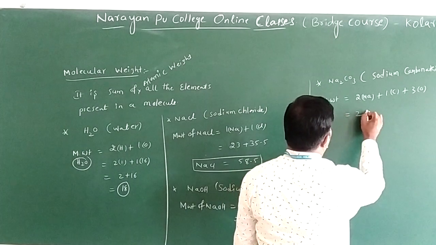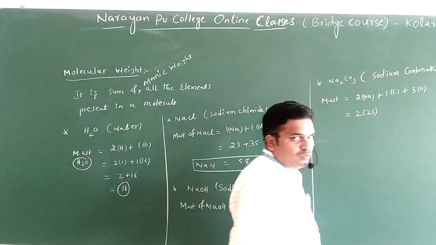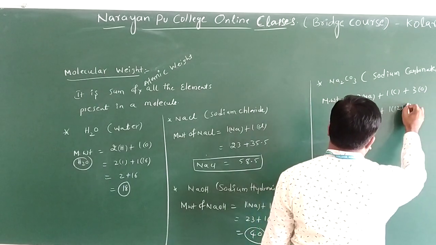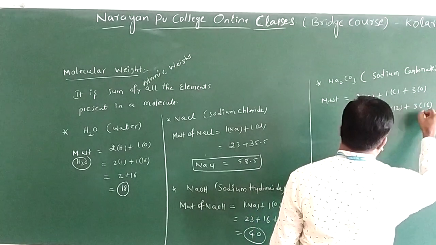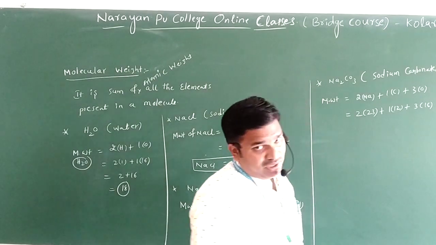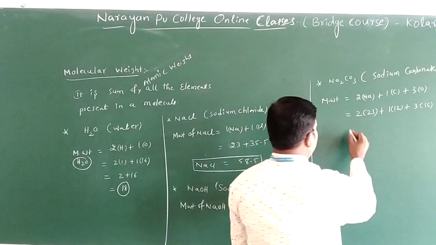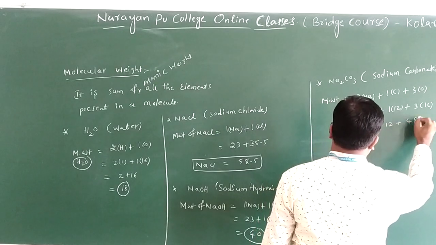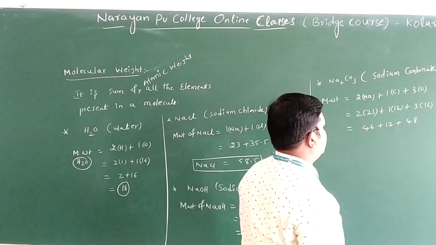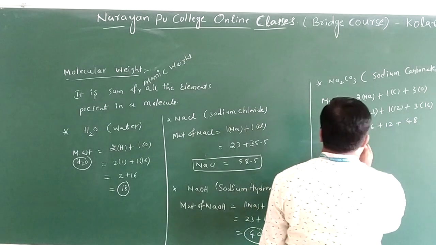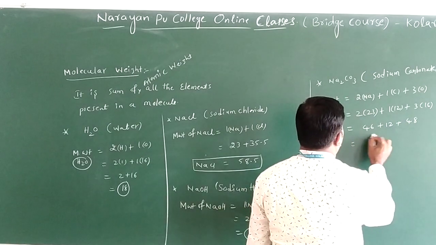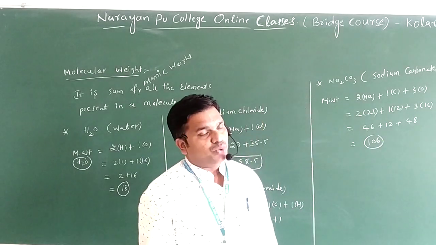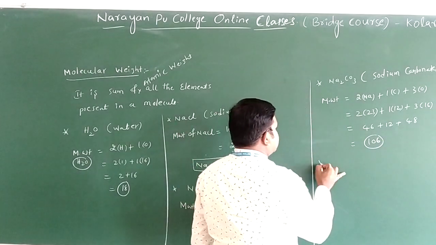Here the sodium atomic weight is 23, plus the carbon atomic weight 12, plus 3 into 16, which is the atomic weight of oxygen. 2 into 23 is 46, plus 12 is 58, plus 48 is 106. So 106 is the molecular weight of sodium carbonate.